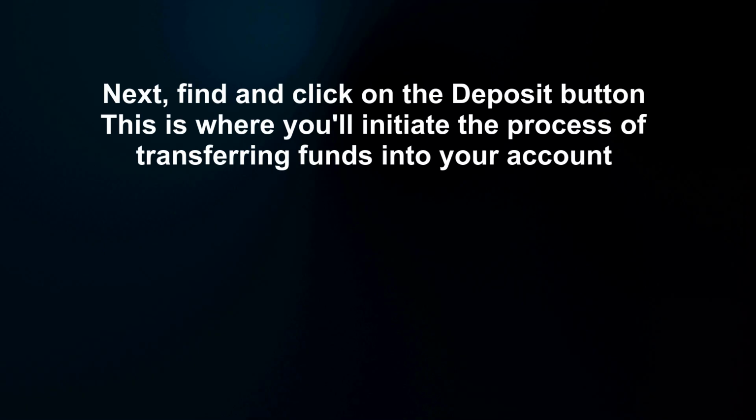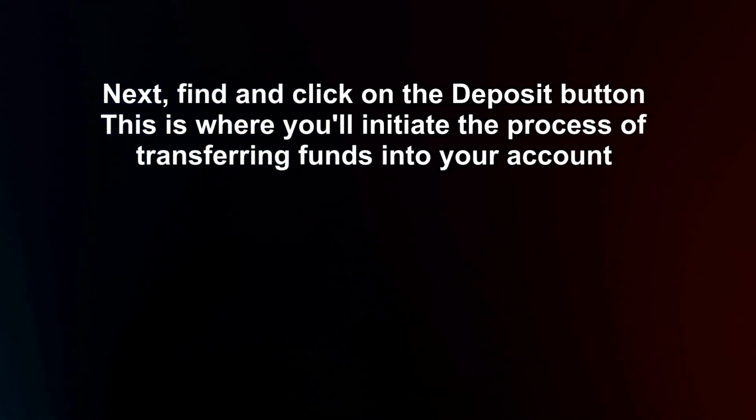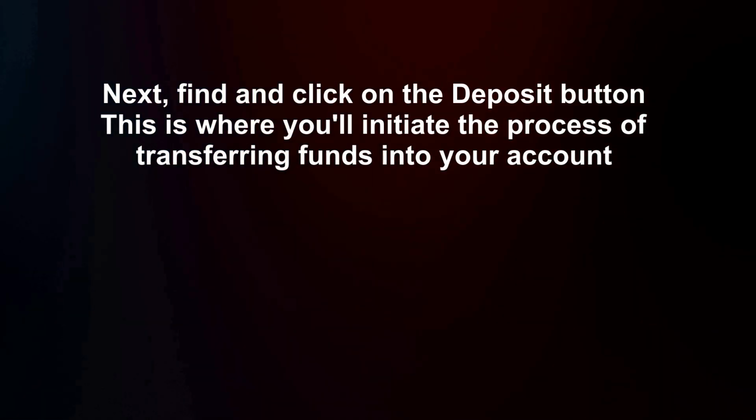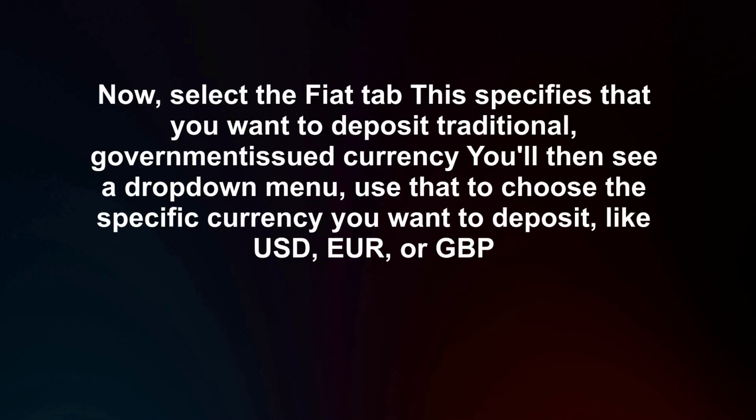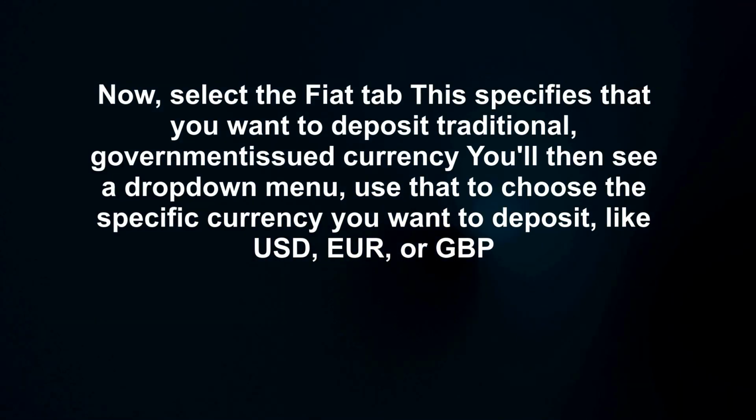Next, find and click on the Deposit button. This is where you'll initiate the process of transferring funds into your account. Now, select the Fiat tab. This specifies that you want to deposit traditional, government-issued currency.